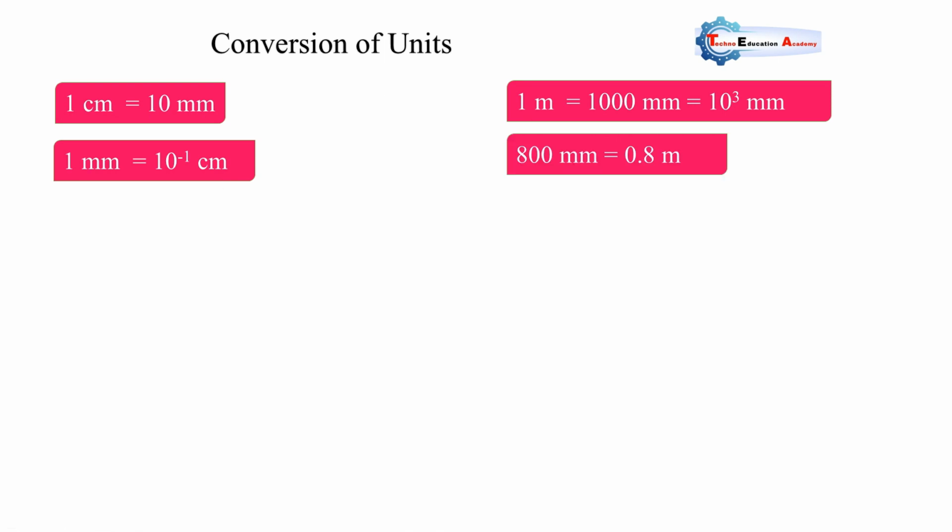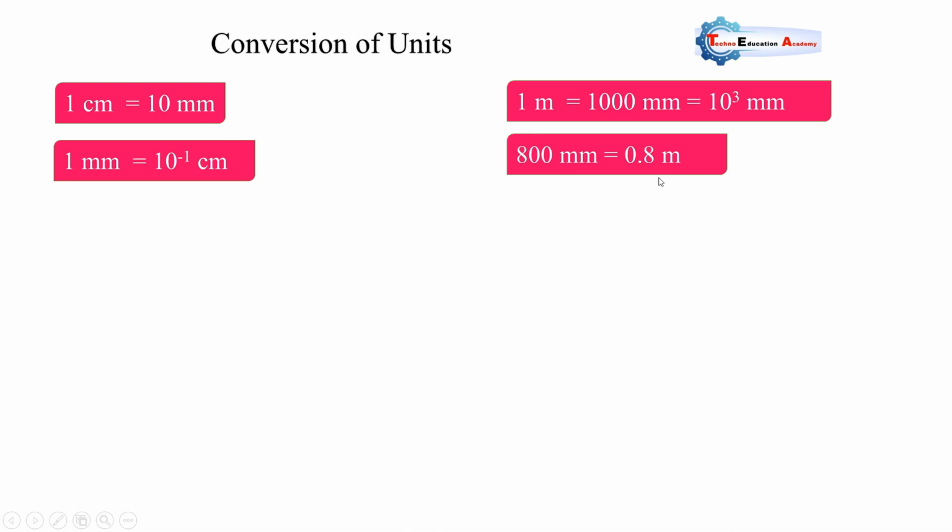If the dimension is given in mm and we need to convert into meter, we know that 1 meter equal to 1000 mm. So 1 mm equal to 10 raised to minus 3 meter. So basically the dimension is given in mm and we need to convert into meter, so divide by 1000. So here 800 mm is given and our objective is to convert into meter. So 800 divided by 1000 because we know the relationship between meter and mm, 1 meter equal to 1000 mm. So 800 divided by 1000 is equal to 0.8 meter.